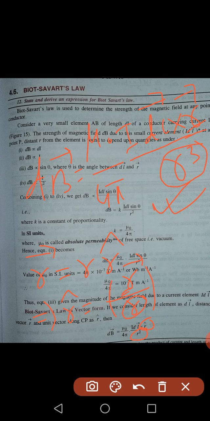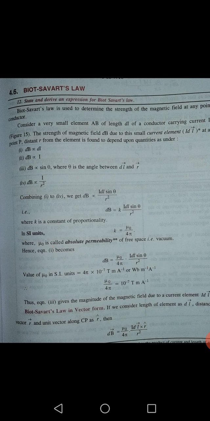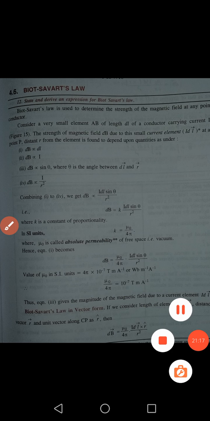Okay, so I hope this much is clear. Then in the next video we'll discuss applications of Biot-Savart's law. One application we'll discuss.